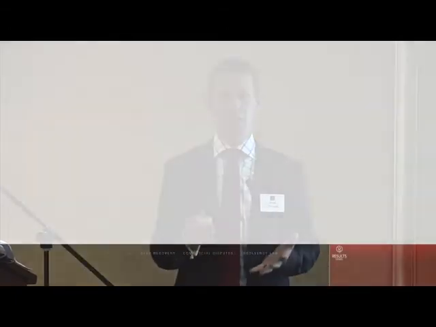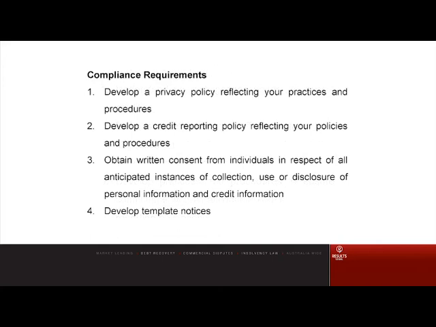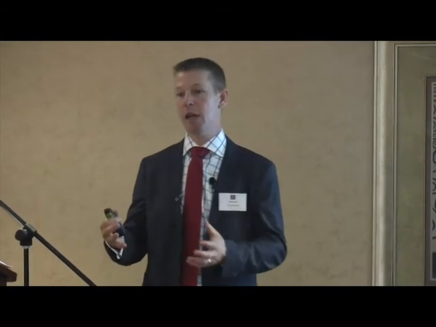So what do we need to do to comply? We need to understand what our obligations are under the APPs and the credit reporting provisions and the code. We've got to make sure our staff understand those things. We've got to have practices and procedures developed. We need a privacy policy. We need a credit reporting policy if we're going to collect this credit information. We need written consent from individuals if we're going to collect, use or disclose credit info. And we need some template notices to comply with the Act, and if we're dealing with overseas recipients, either consent or we need to have a process to explain the obligations.